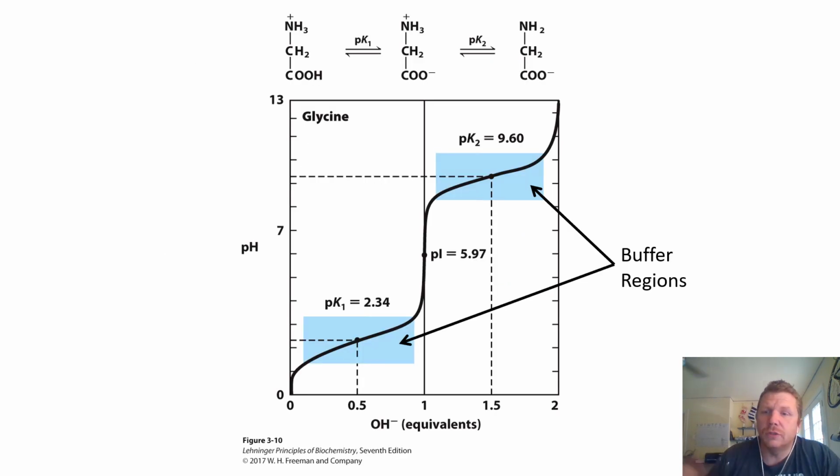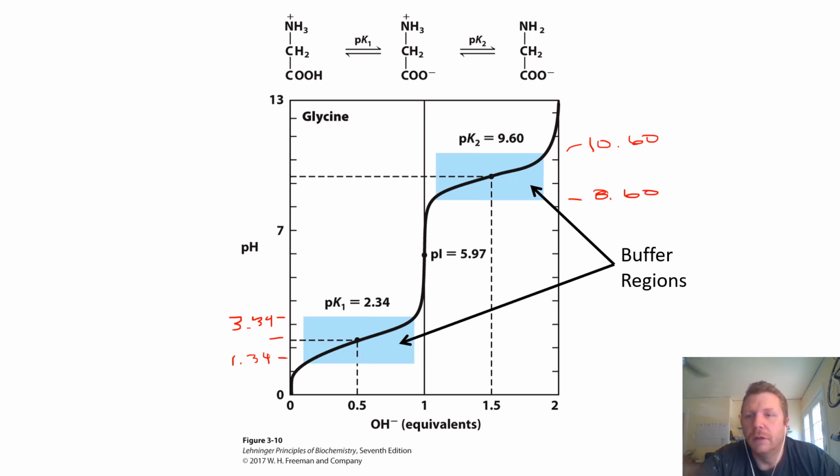Now, this shows basically the graph that we looked at a little bit ago, and the shaded region is the buffering range. So we've got 2.34 all the way up to 3.34 and all the way down to 1.34, the ranges at which glycine can function as a buffer. And then, because of the amino terminus, it can also act as a buffer as high as 10.60 and 8.60.